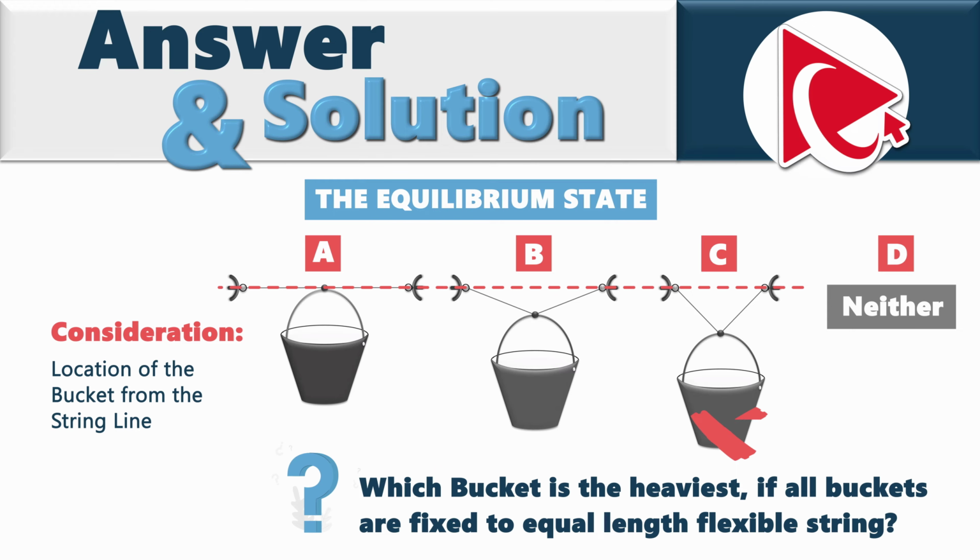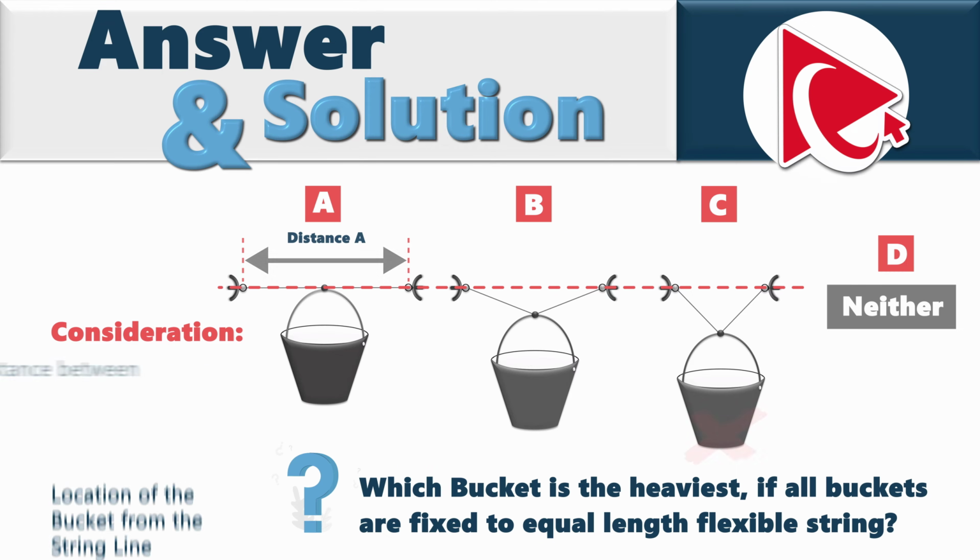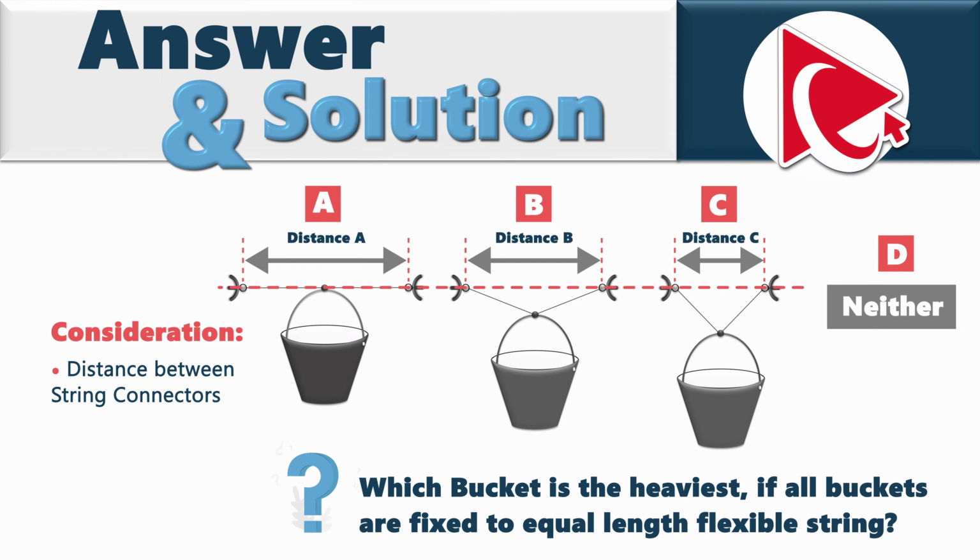But here's the caveat. This would only be true if the distance between string connectors would be the same. This introduces another consideration here, because distance A for bucket A is greater than distance B, which is greater than distance C for bucket C. Because the distance shortens between the string connectors, this might explain why bucket B and bucket C are lower still.